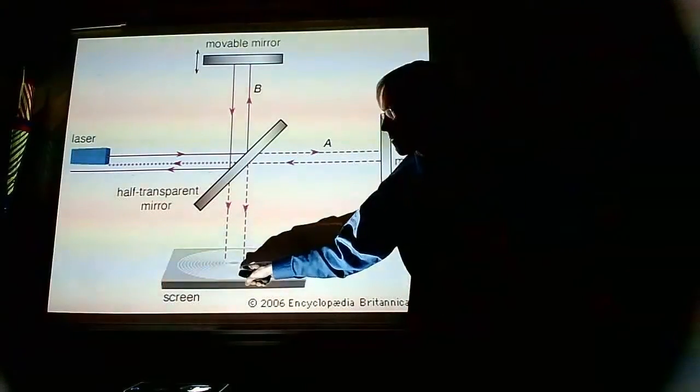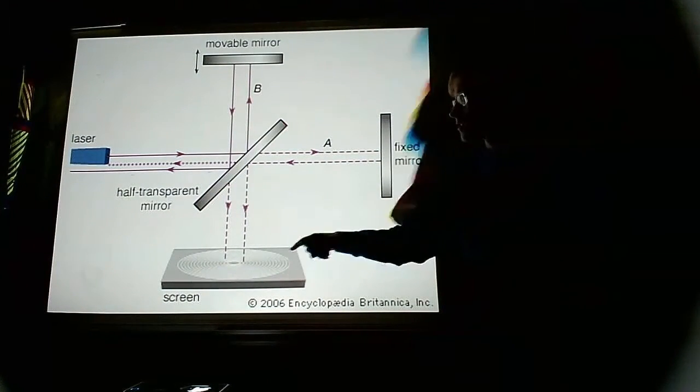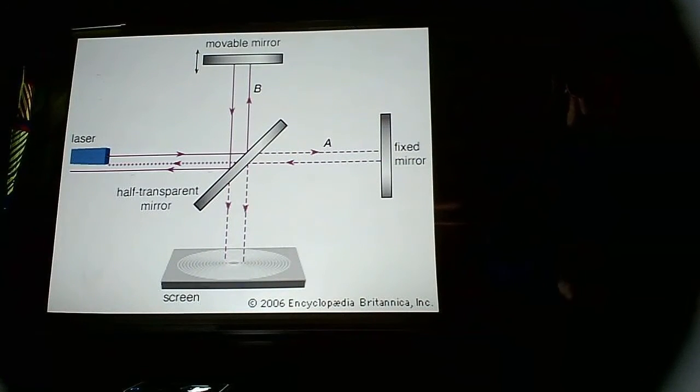And based on the pattern that showed up, you'd be able to tell which of these two paths of light reached it first. And you could make other deductions from that too.